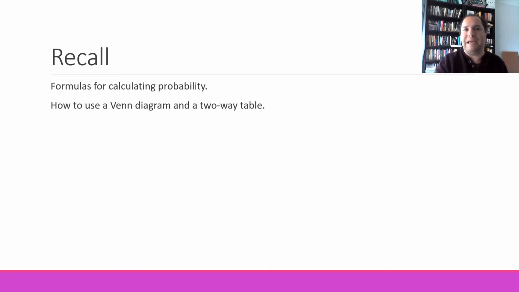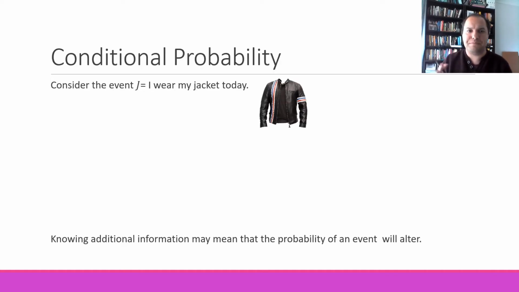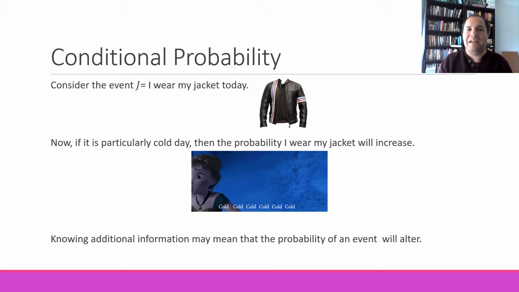diagrams and two-way tables. Now, consider the event J, which is that I wear my jacket today. It could be any given day, any given weather, any given season, any given time of year. It might be 20, 30% that I might wear my jacket on any given day. Now, if I know more information, like if it's a particularly cold day, then the probability I wear my jacket will increase. It might be more like 80, 90% if it's a particularly cold day.